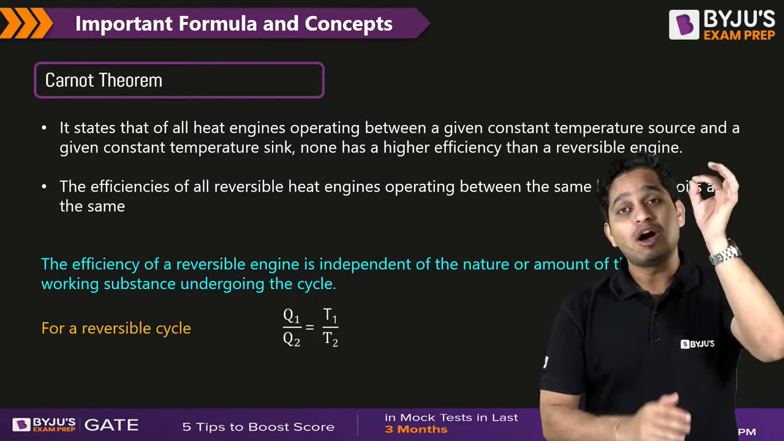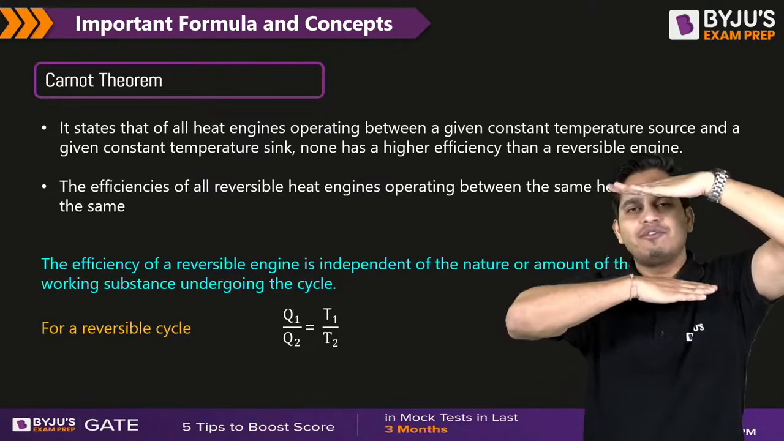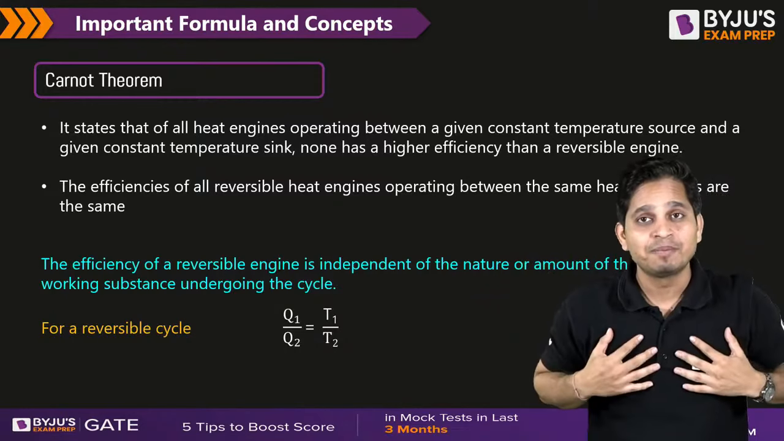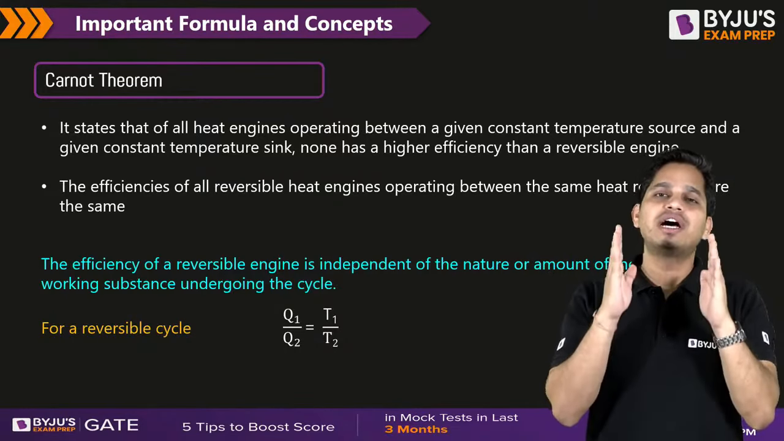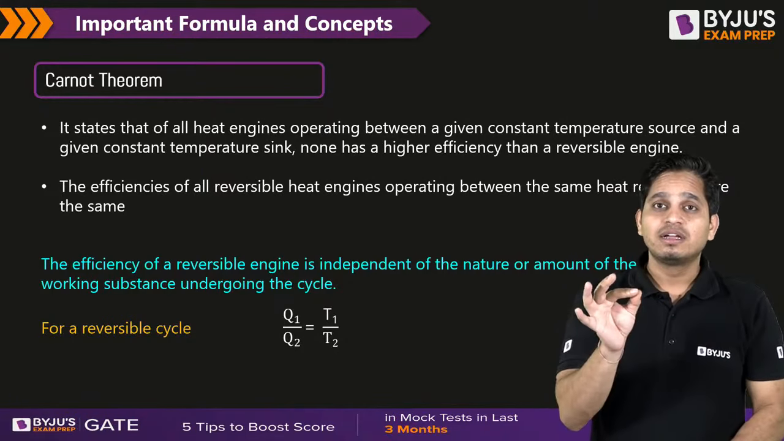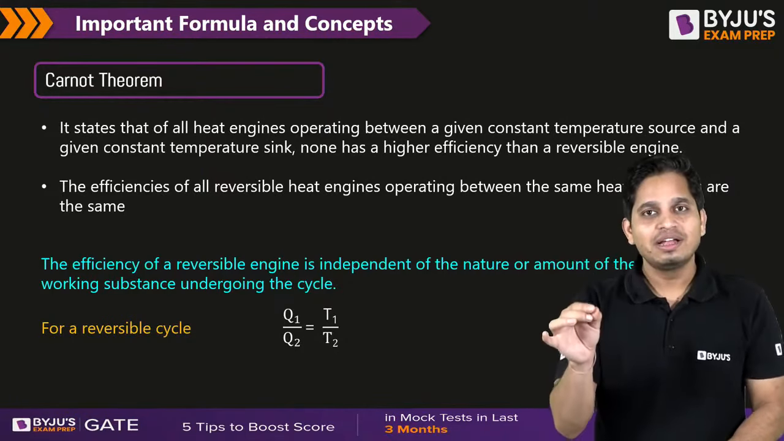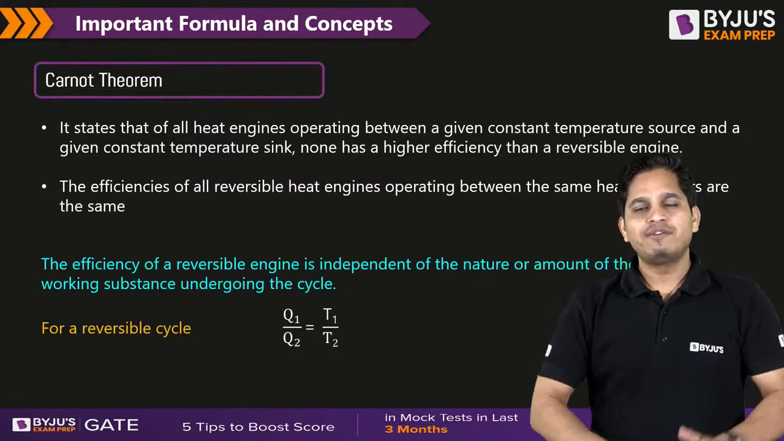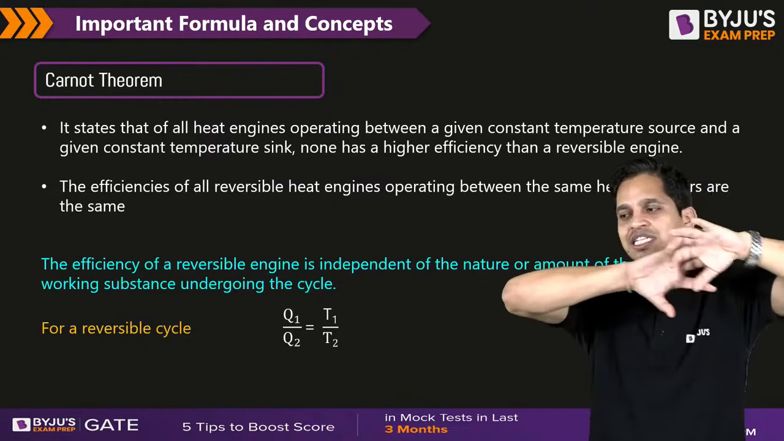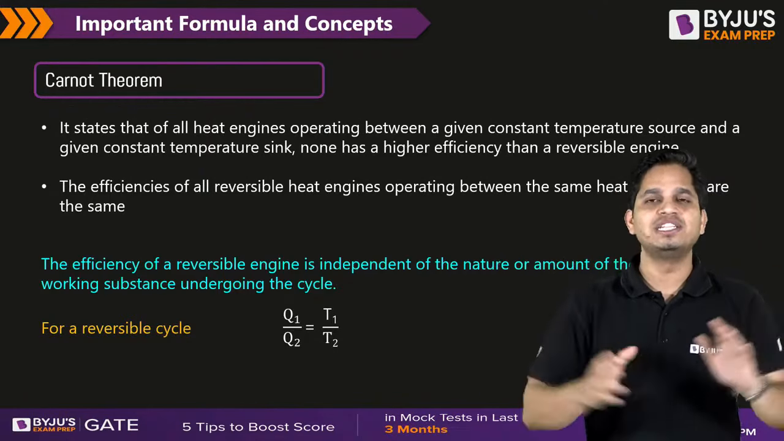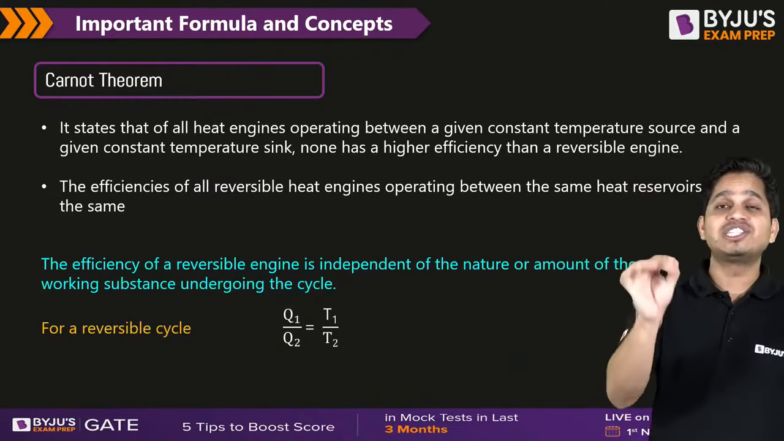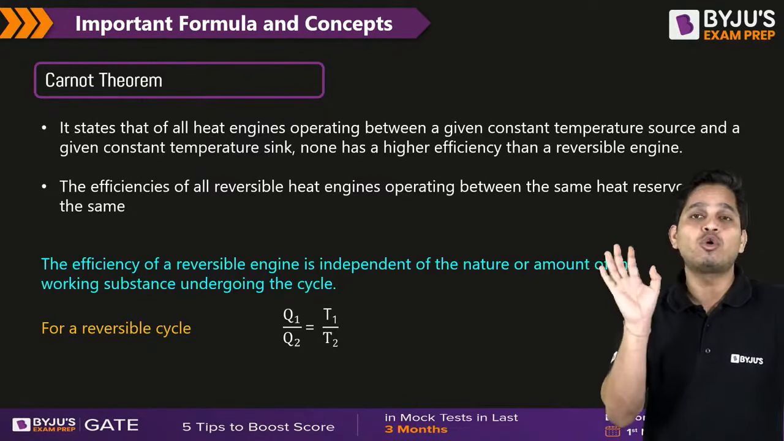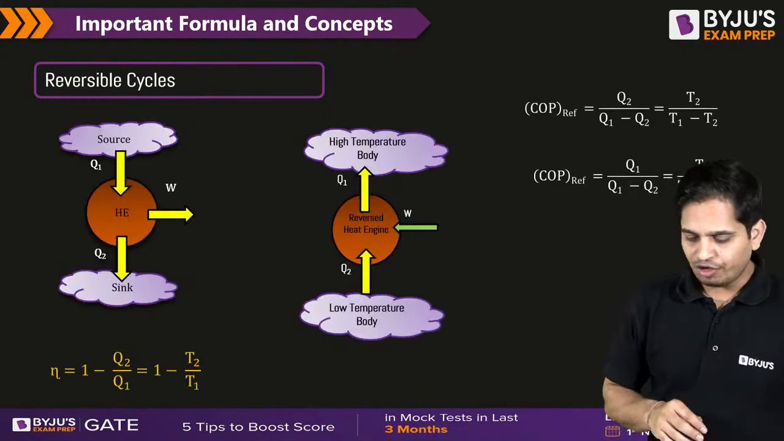These are two conclusions. Now based on the conclusion that if the temperature difference is the same, all reversible heat engines' efficiency will remain the same, we can say that the efficiency of a reversible heat engine is independent of the type and the amount of working fluid. You can use any working fluid. If the temperature difference is the same, the efficiency will remain the same for all reversible heat engines. So it is independent of the nature and amount of working fluid inside the heat engine. It is only dependent on the temperature difference.